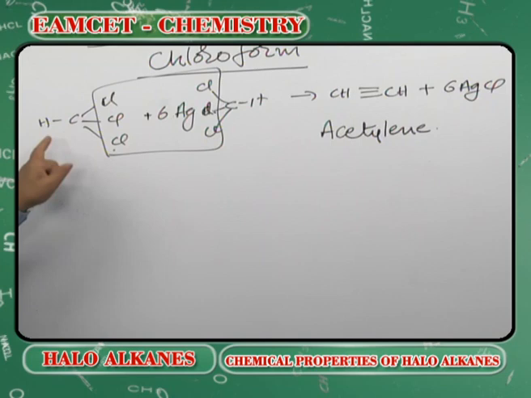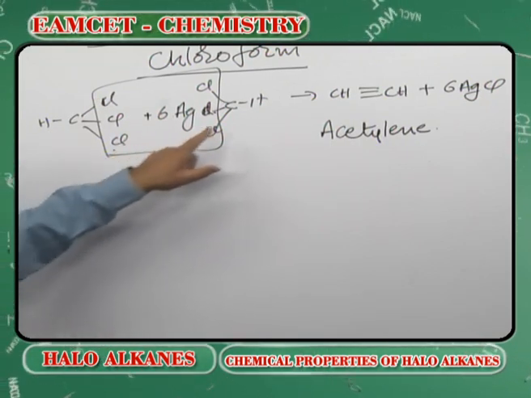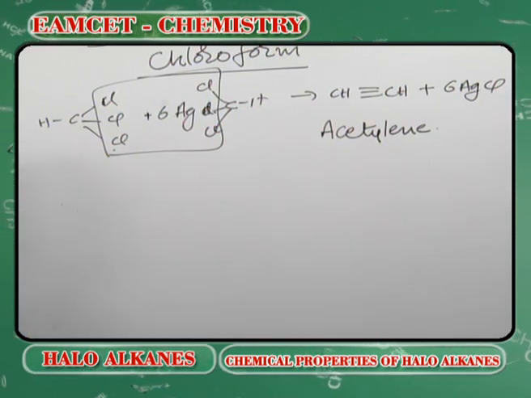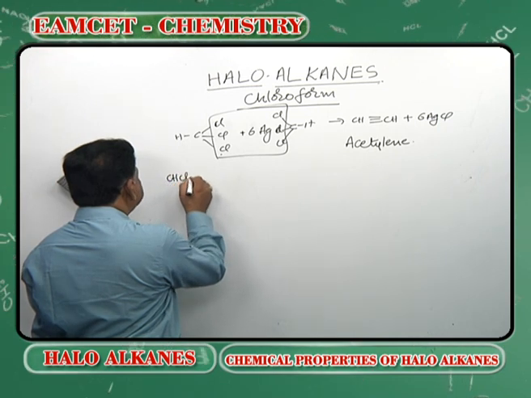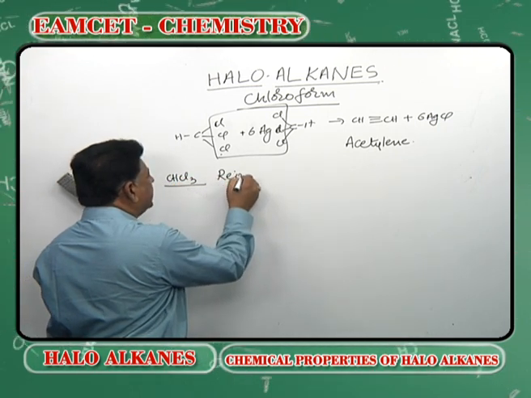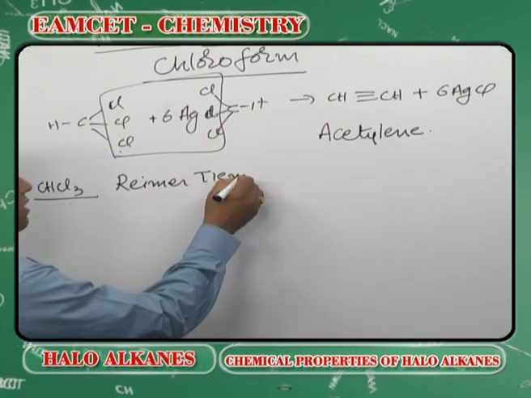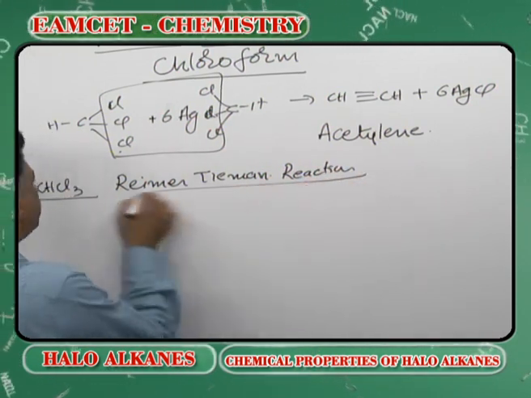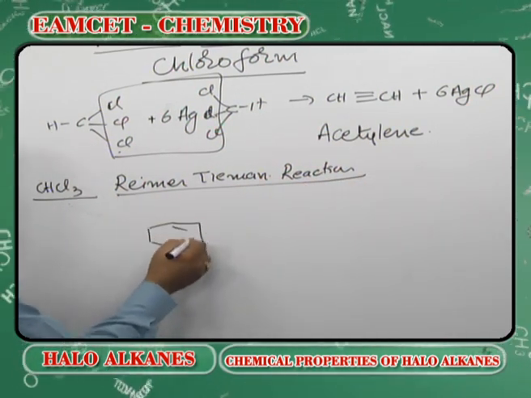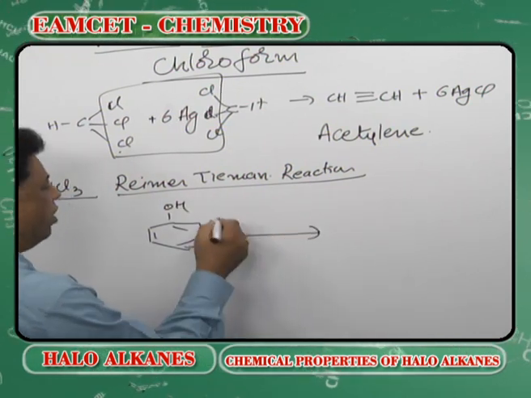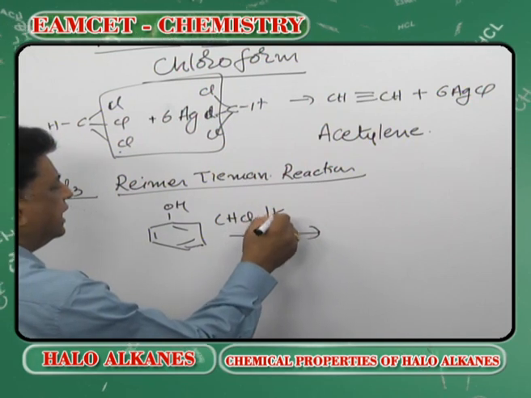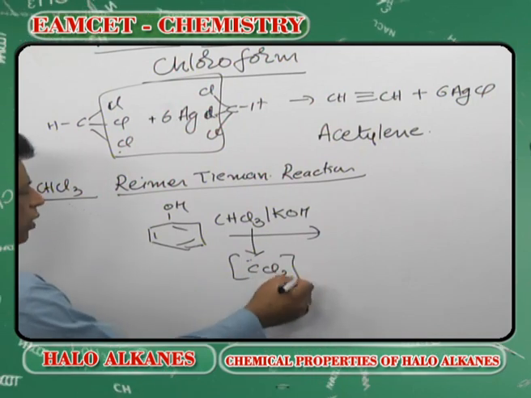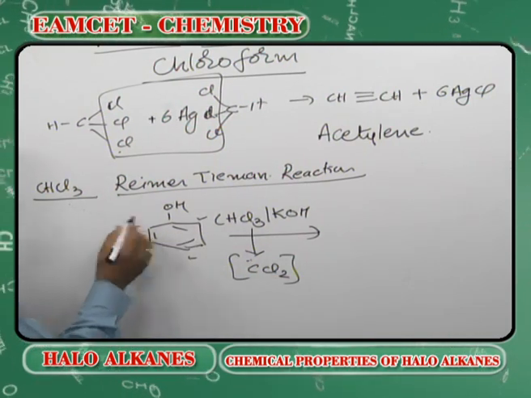If a compound has a chain with 3 halogens at the end, you can use chloroform, and that end can be converted into the triple bonded compound, acetylene. The chloroform has 2 more popular reactions, known as the Reimer-Tiemann reaction. However, we are going to cover this reaction in the phenols chapter. Phenol undergoes reaction with chloroform. When chloroform and KOH are added, the chloroform generates CCl2, dichlorocarbene. This will attack at the ortho and para positions.